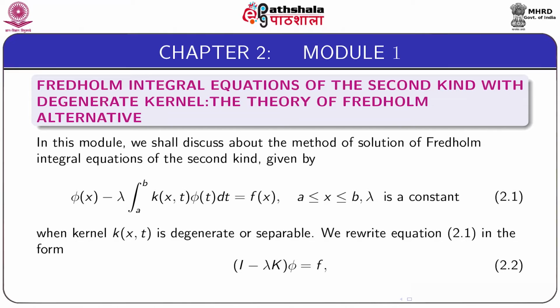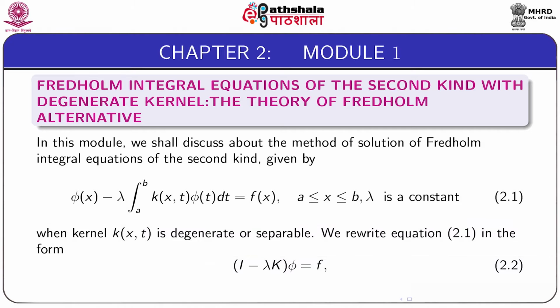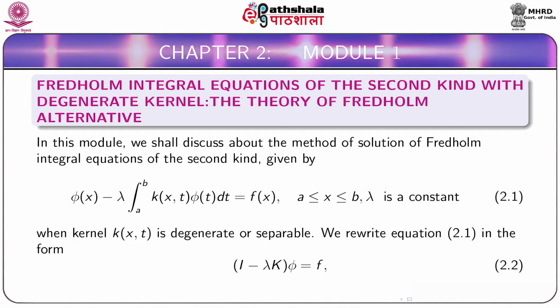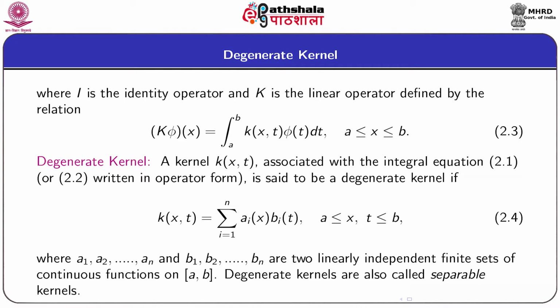Now, the Fredholm integral equation is given by equation 2.1, where the kernel k(x,t) is degenerate or separable, and we shall solve this equation 2.1 for degenerate or separable kernel. Before going into the solution, we rewrite the integral equation 2.1 in operator form as given by equation 2.2, where capital I is the identity operator and capital K is the linear operator which is defined by the relation given by equation 2.3.